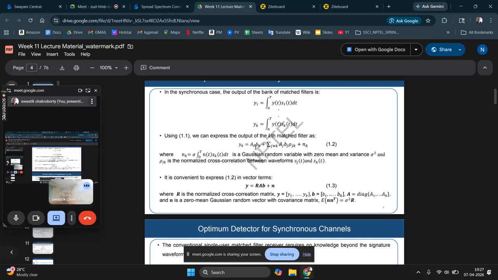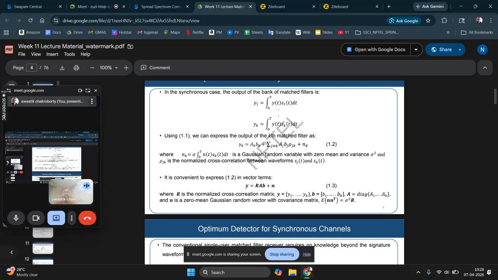But of course, there will be some noise term and there will be some error term. If the waveforms are perfectly orthogonal, so there is no cross correlation between them, then you will of course get the exact bit plus noise. But if you have some cross correlation between the waveforms of the different users, which you practically will have, then you will have an error term which is denoted as a summation over j not equal to k.